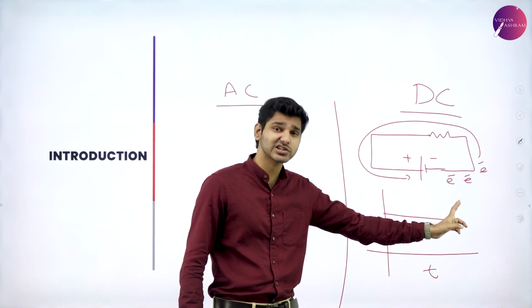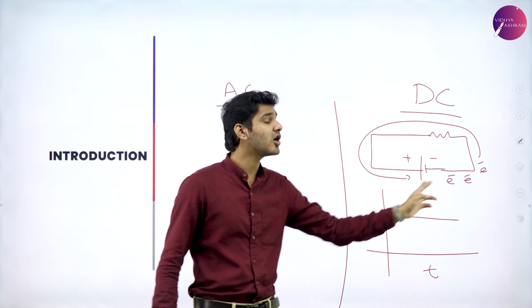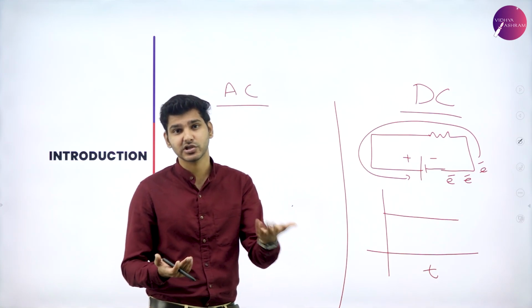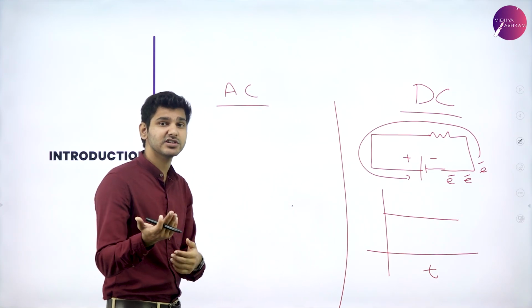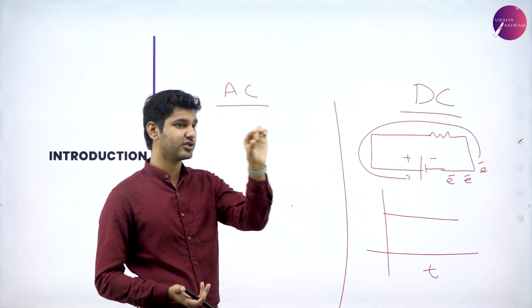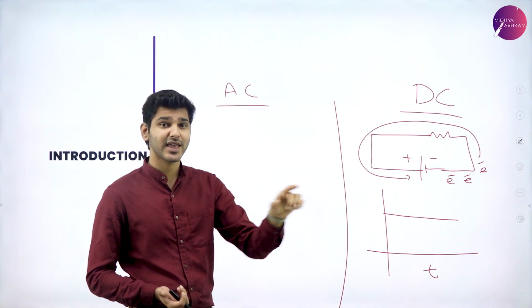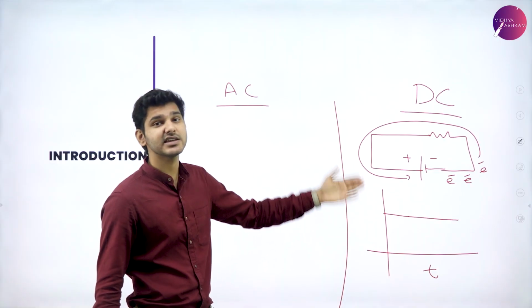The electrons are physically moving around like this in all the animations you have ever seen. In all the animations of current, you can see electrons moving in a straight line. That particular current is known as DC current.